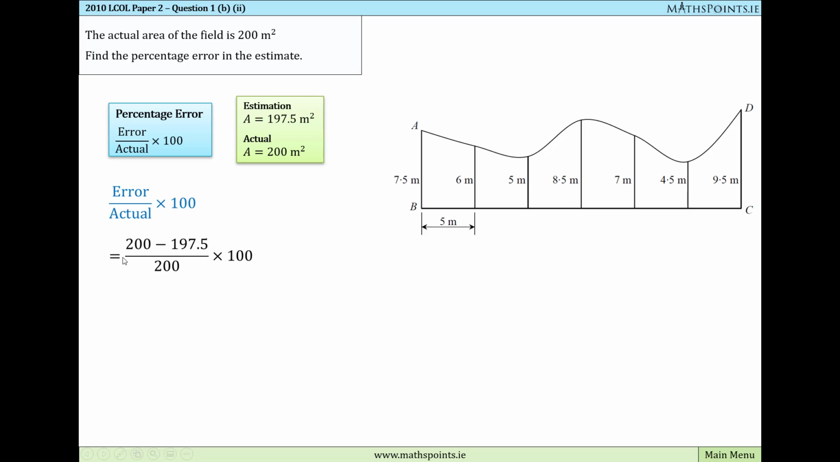So the error is the difference between 200 and 197.5, which is 2.5. We divide this by 200, the actual area of the field, and we times it by 100, and we get that our percentage error in the estimate was 1.25%.